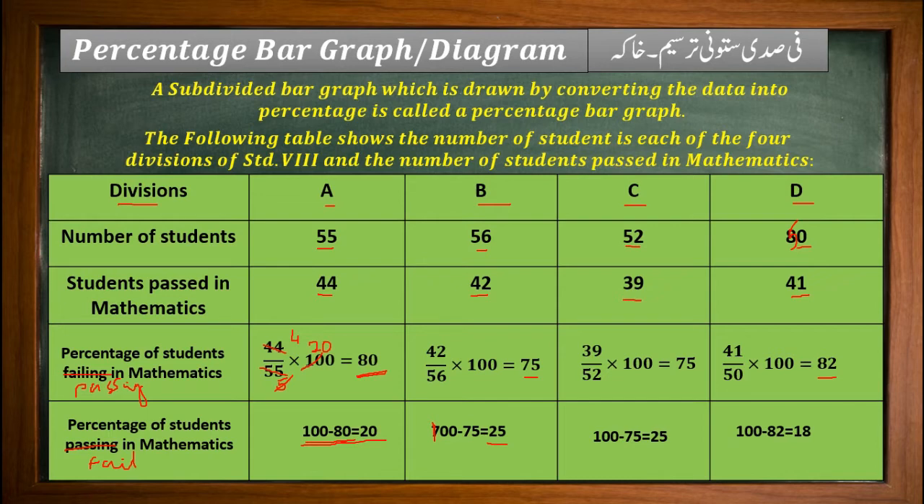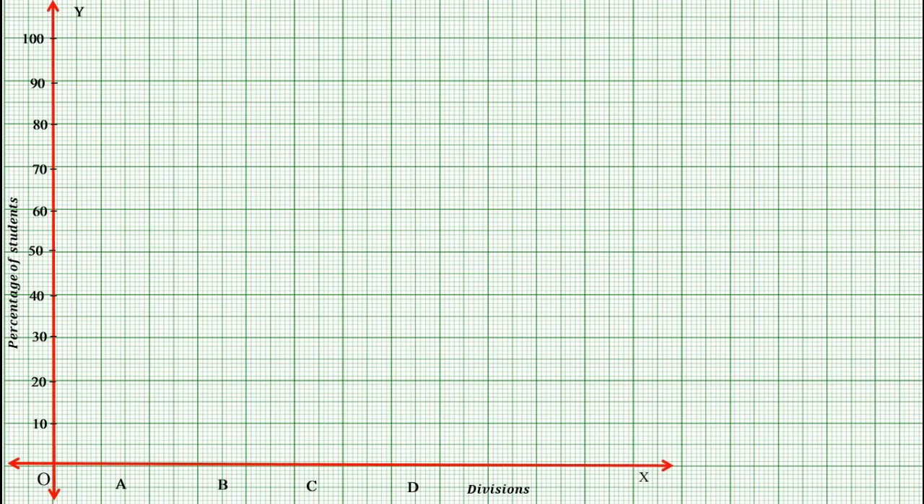So like this we can first mark out the percentage, and then we can prepare a bar graph for it. So here we are going to prepare a bar graph. We just have to mark out the x and y axis on the bar graph.